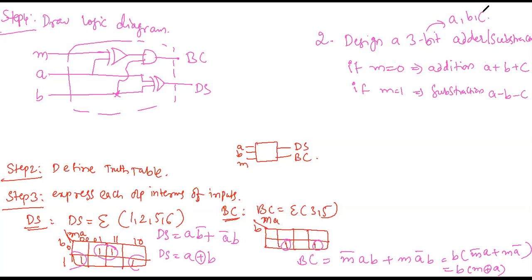And it has 2 outputs for your reference. Two outputs: one is DS, the other BC. These are the 2 outputs, difference sum and borrow. So with this information, try to design the 3-bit adder subtractor circuit.